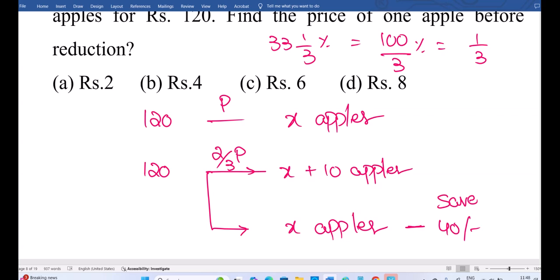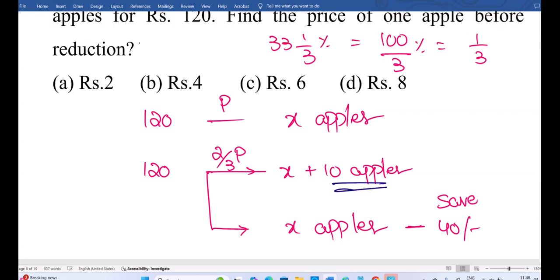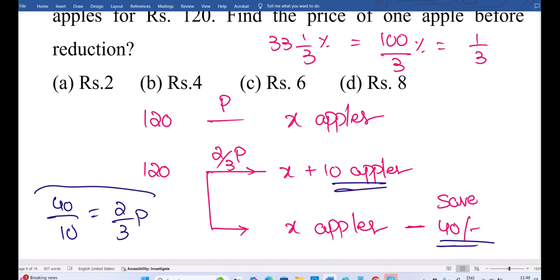Now as prices decrease, you may get extra apples. That's what X plus 10. Or if you want the same number of apples, you can save 40 rupees. I don't want any equations, any complicated thing. It's very simple to handle this question now. You will get 10 apples extra or you got 40 rupees saving. Means 40 by 10, 4 rupees is the 2 by third of the price. P is price per apple here. What is P? Price per apple.